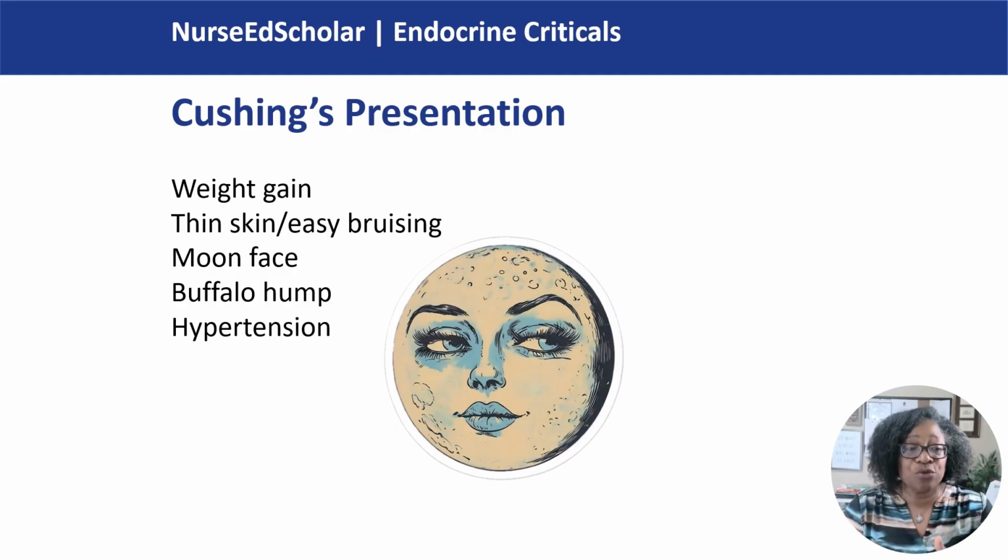A person with Cushing syndrome, they may have some masculine characteristics. They may have some muscle wasting, maybe some weakness. So the person's going to look all big and swollen, but they're going to be really weak.